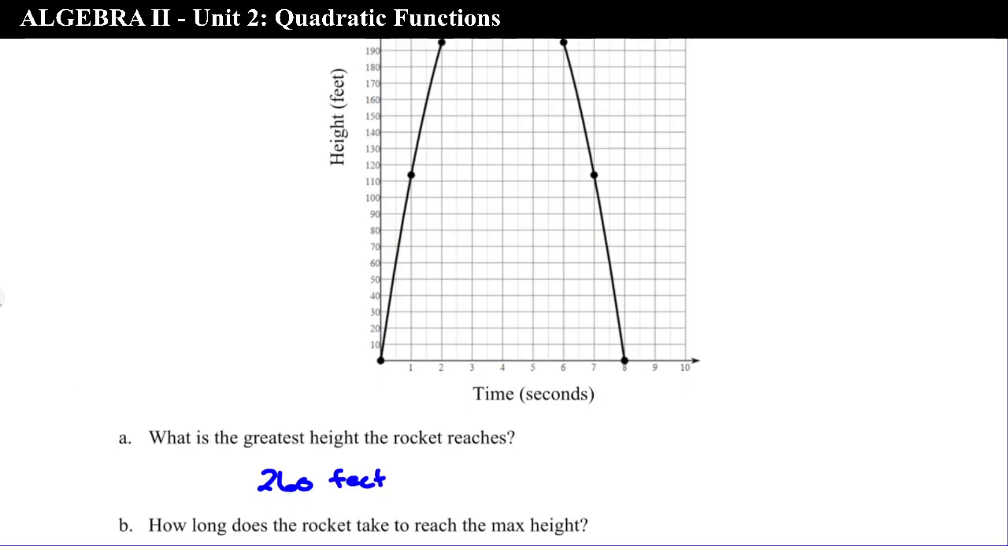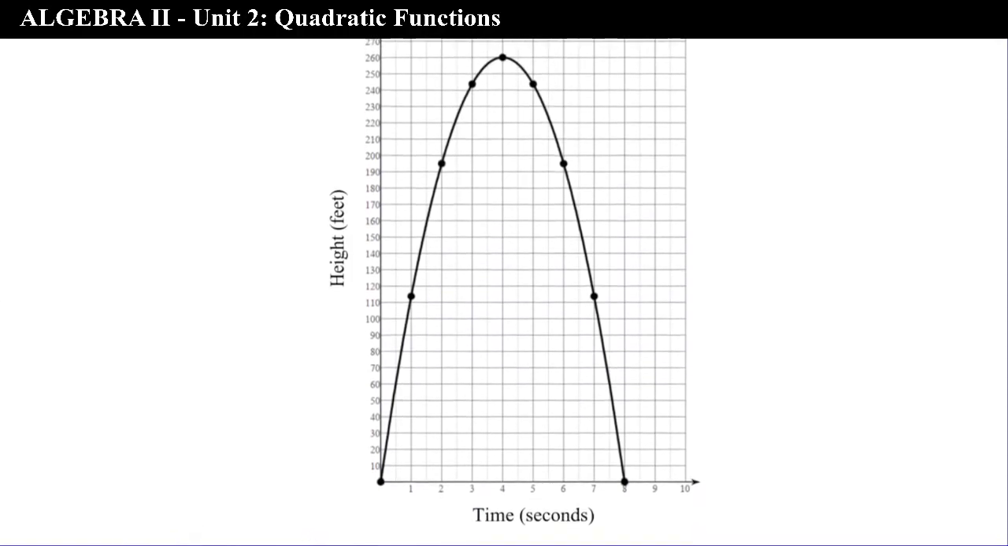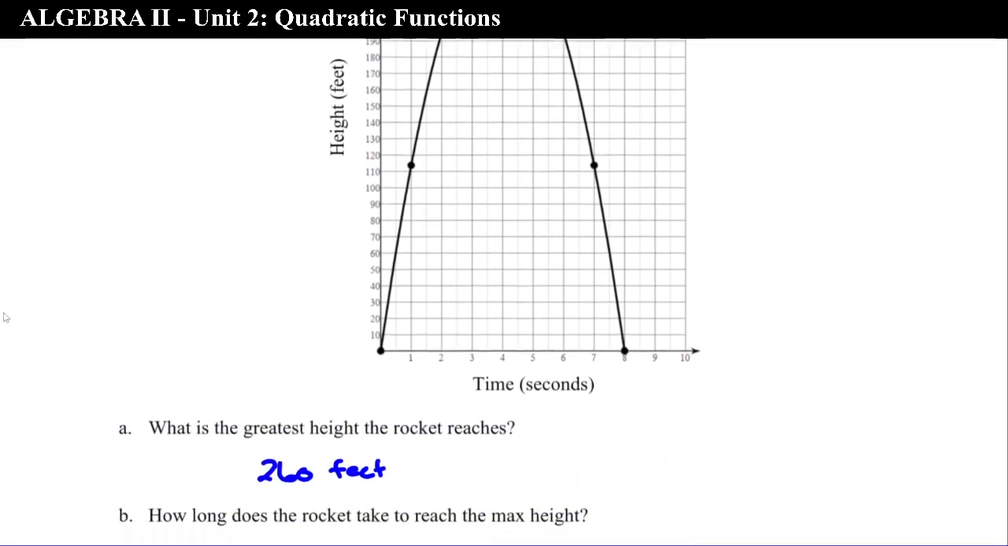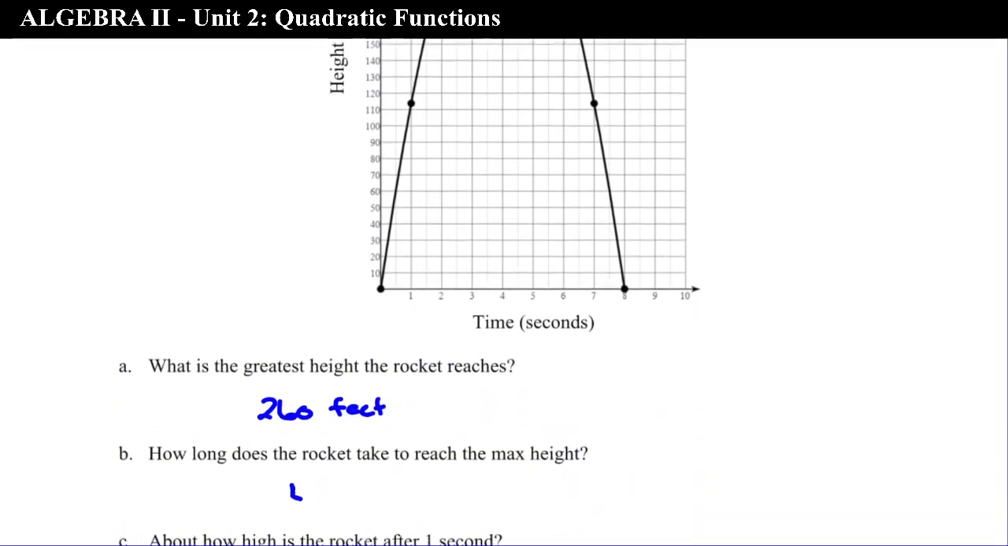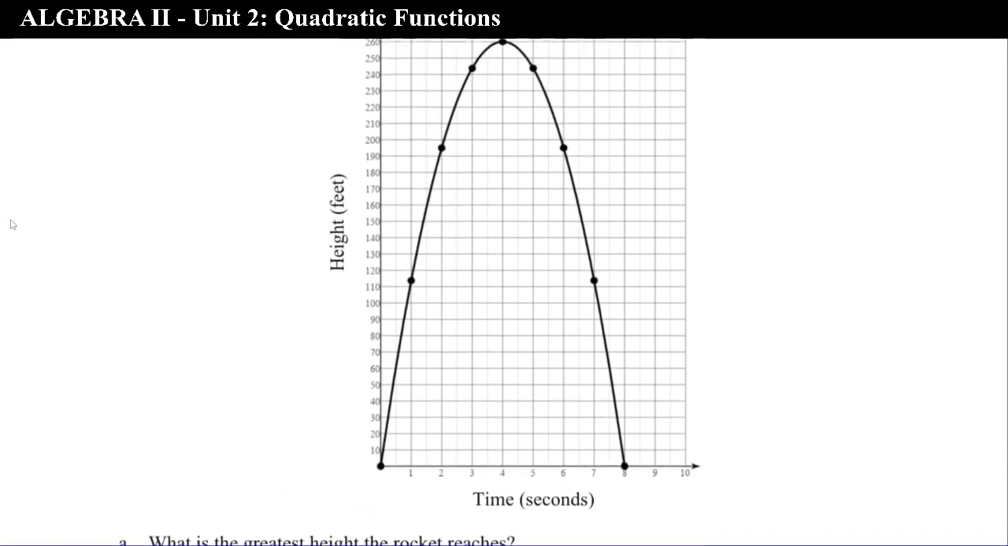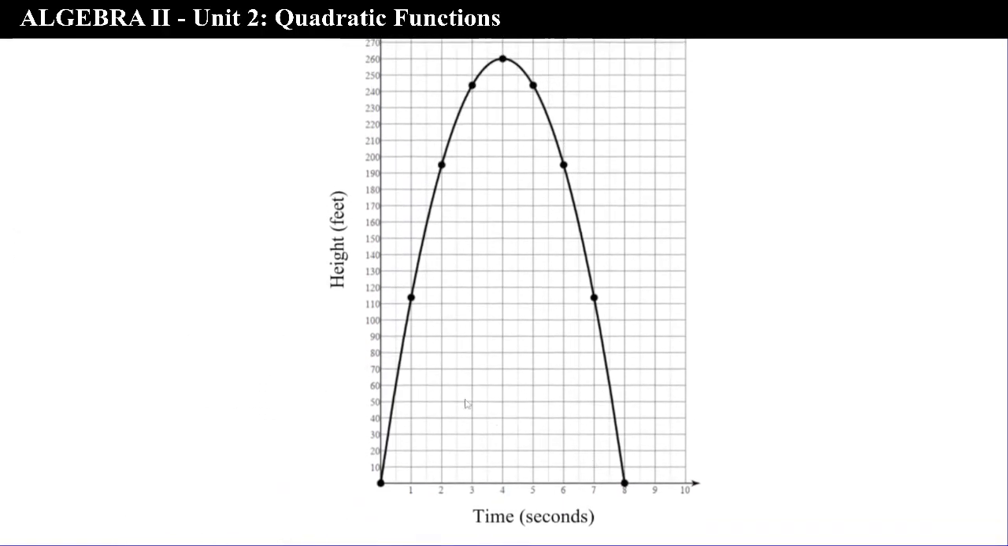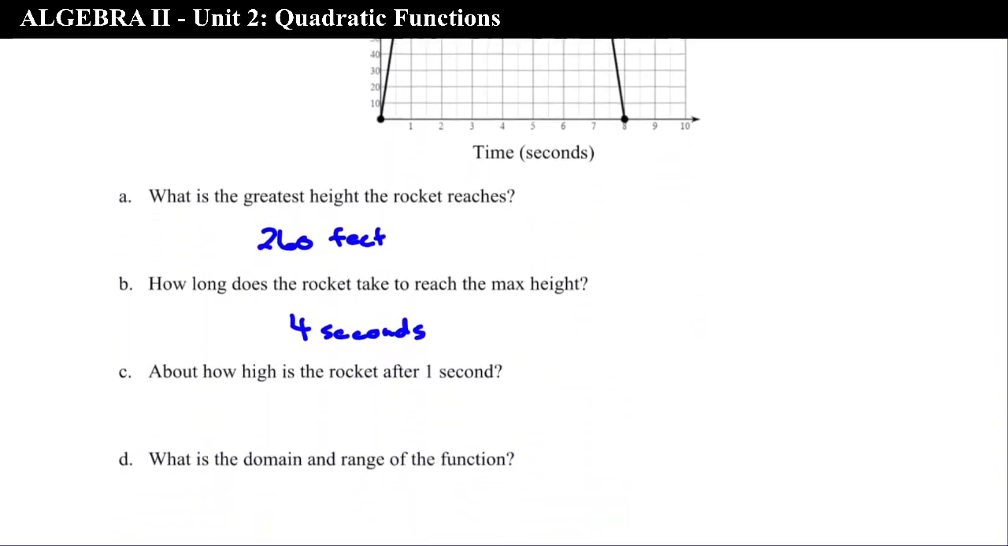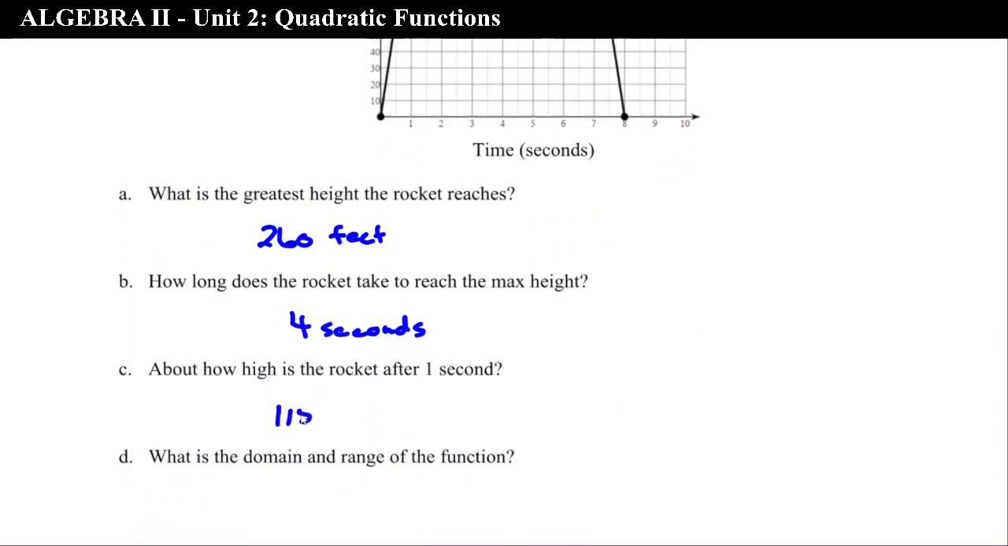How long does it take the rocket to reach its maximum height? Well, if we find the maximum height and we see what time it is, it reaches its maximum height 4 seconds after launch. So at 4 seconds. Now, how about how high is the rocket after 1 second? Well, let's go back to our graph. We'll look at 1 second, and here's the point. It's somewhere between 110 and 120, so we're going to approximate it at about 115 feet.